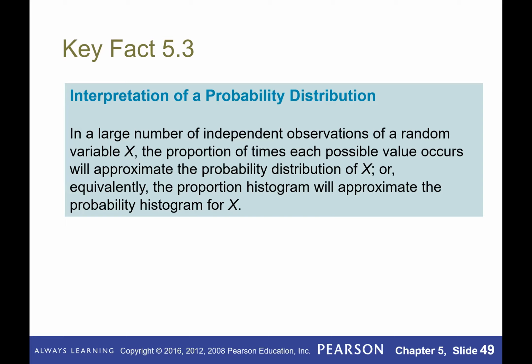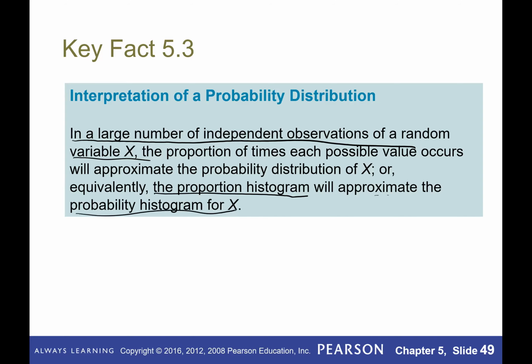So, the interpretation of a probability distribution. In a large number of independent observations of a random variable X, the proportion of times its possible values occur will approximately match the probability distribution of X. So if you consider a large number of independent observations of a random variable, calculate the proportion corresponding to each value and construct the distribution, then the distribution will be approximately the probability distribution. Or equivalently, you can say the proportion histogram will approximate the probability histogram.